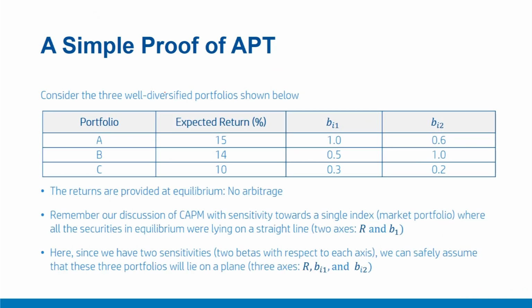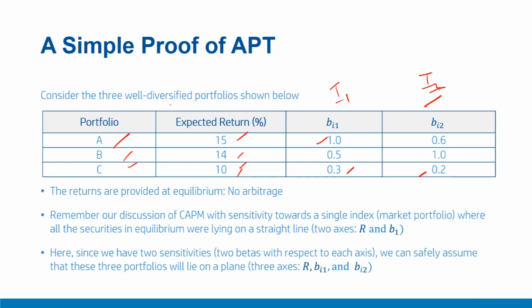Consider three well-diversified portfolios as shown here: portfolio A, portfolio B, and C. Their expected returns are given to us, and their sensitivities towards these indices I1 and I2 are also provided to us. For example, the expected return of security C is 10%. Its sensitivity towards index 1 is 0.3, which is the beta or Bi1, and its beta or Bi2 with respect to index I2 is 0.2. Please note that these returns that we are discussing are returns at equilibrium. That means there is no arbitrage.